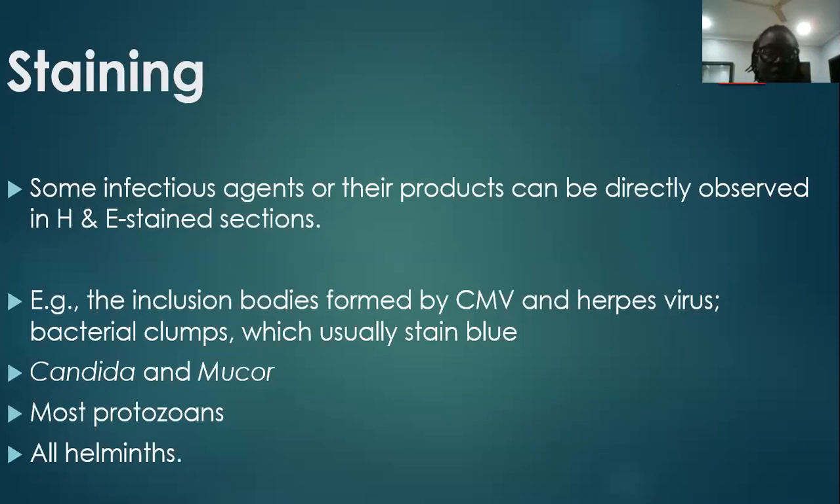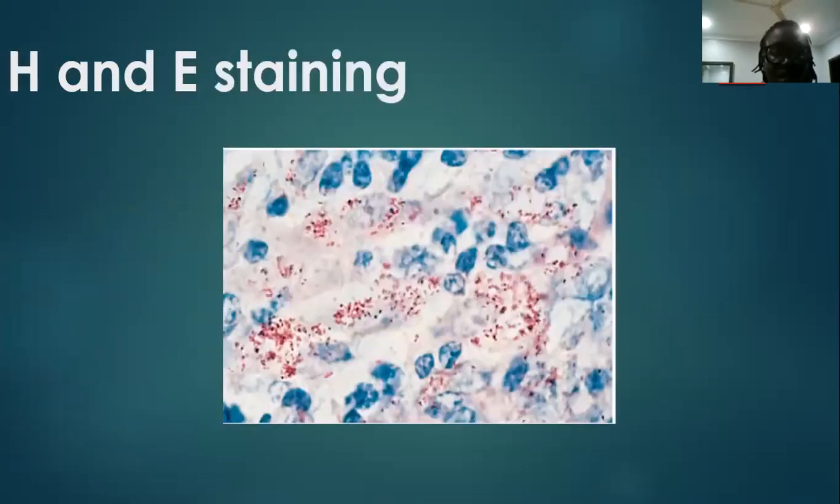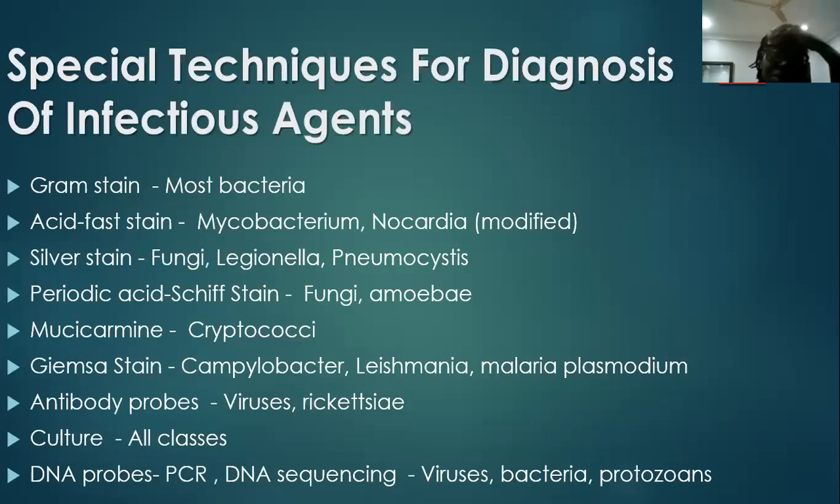Okay, we are getting to the end. This talks about how we can detect microorganisms by staining methods. There are several staining methods which are used. You can have the H&E staining method. You can have gram stain. You can have acid-fast stain for mycobacteria and nocardia. You can have silver stain for fungi. Giemsa stain for malaria parasites, Leishmania, Campylobacter. You can have culture for all microorganisms, but viral cultures are usually more difficult to do than the bacterial cultures.